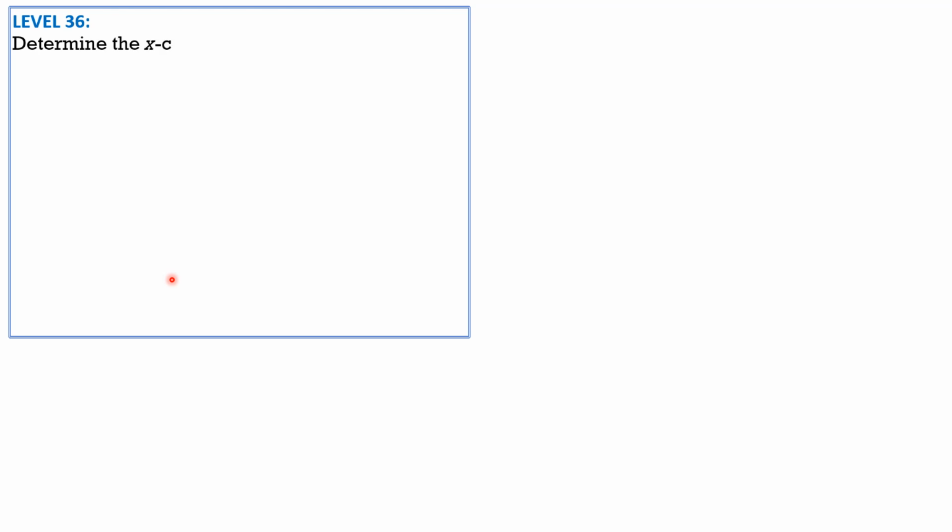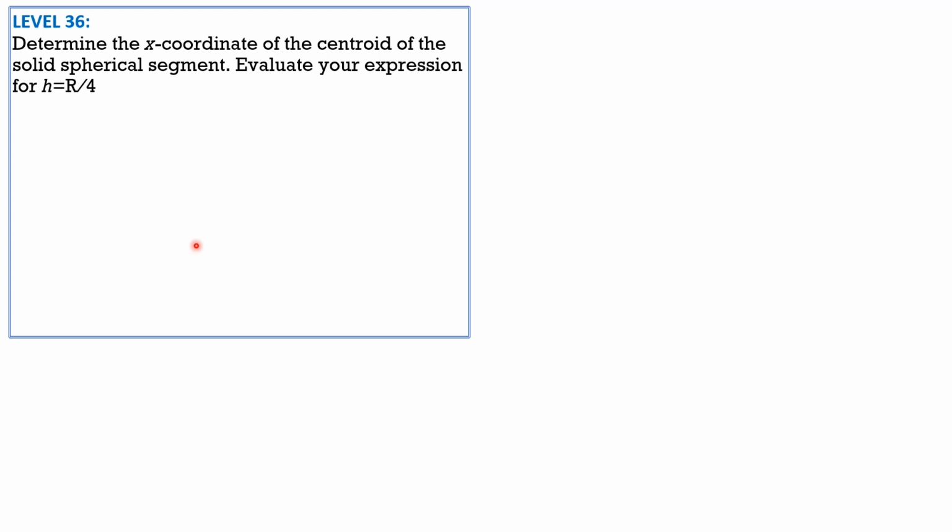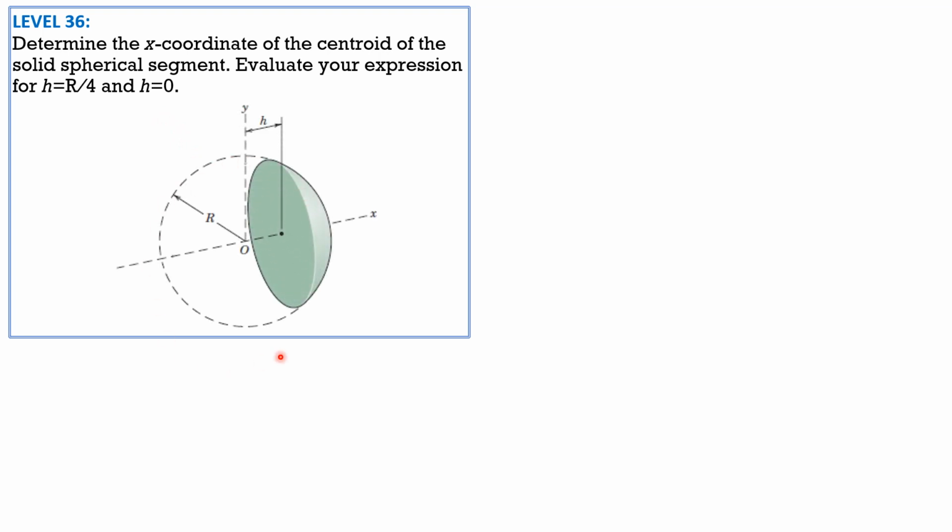Level 36 problem. Determine the x-coordinate of the centroid of the solid spherical segment. Evaluate your expression for h equals r over 4 and h equals 0. So here is the figure, and let's draw the view from the z direction so that we can analyze the situation.